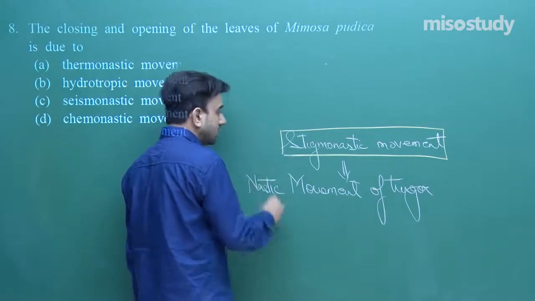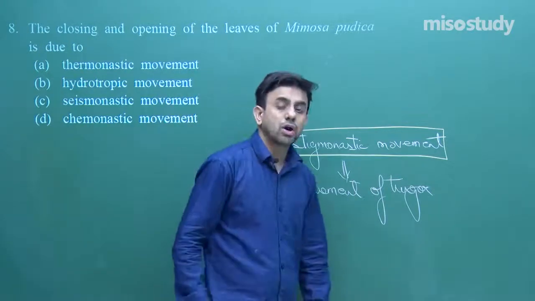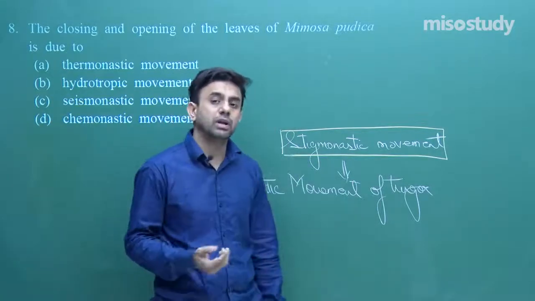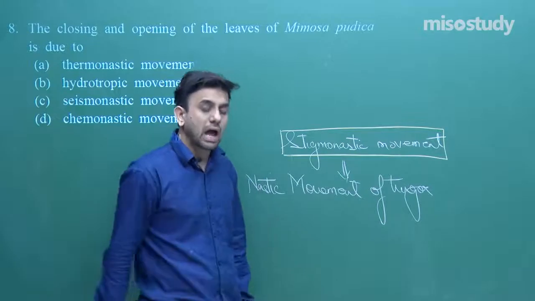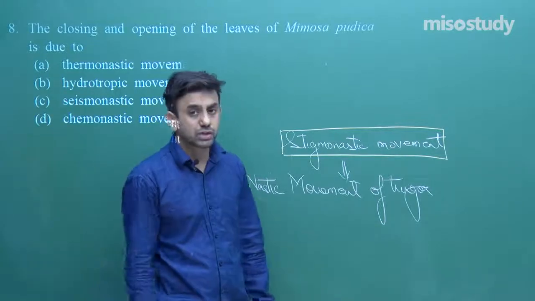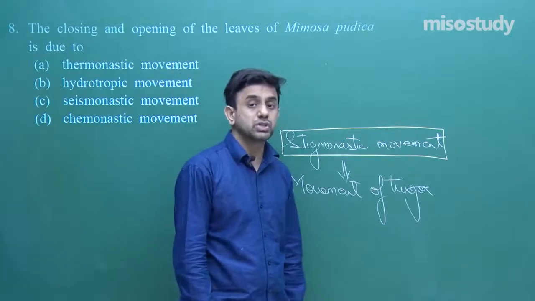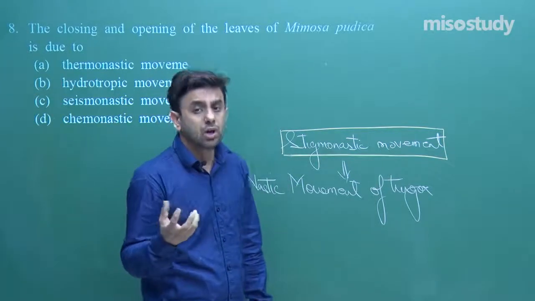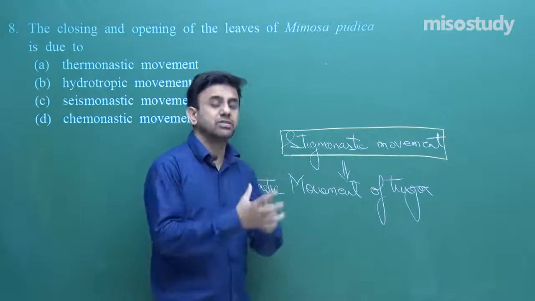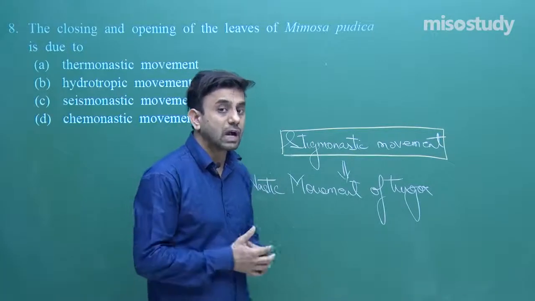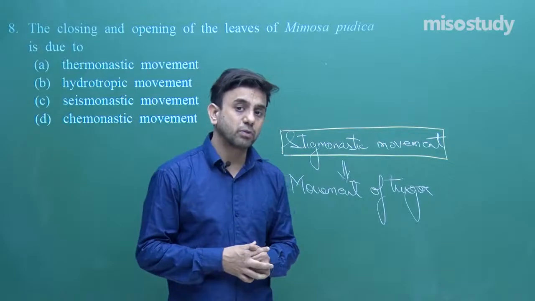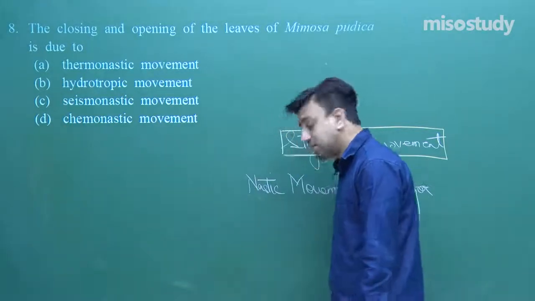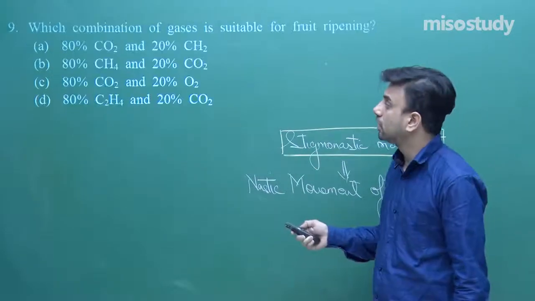What we see in this movement is that the potassium will move out from the inner cells, and because of the movement of the potassium, the osmolarity changes and even the water will move. Hence there will be loss of turgidity, and the leaves of the plant will close in Mimosa pudica.